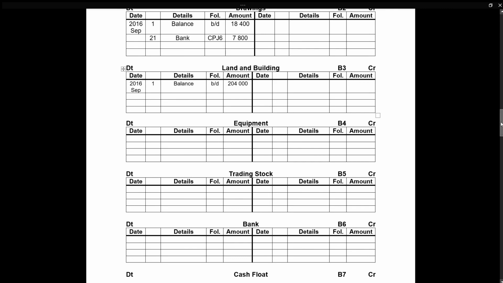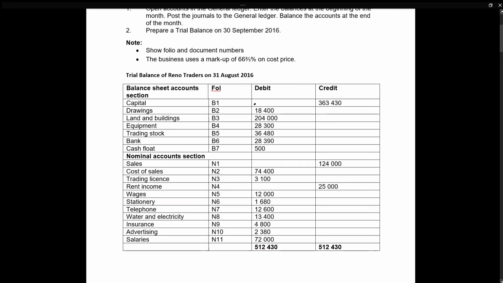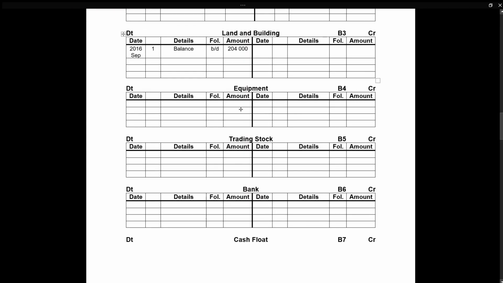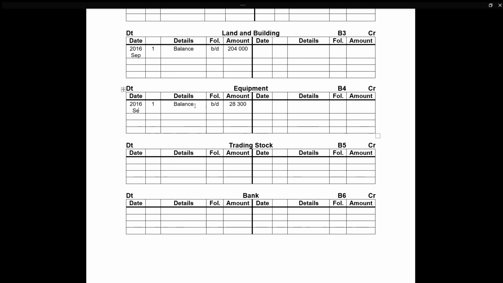Then equipment. Let's have a look. Equipment, we had an opening balance of 28,300 Rand. Remember, equipment is an asset. I forgot to put the signs in for you. I'll do that just now. But equipment is an asset account, and the opening balance will reflect on my debit side. 28,300 Rand, folio will be brought down and details will be balance, on the 1st of September 2016.